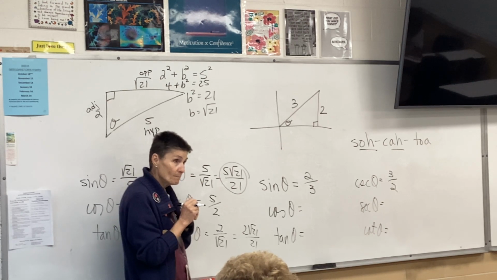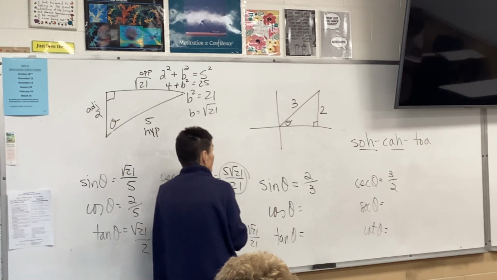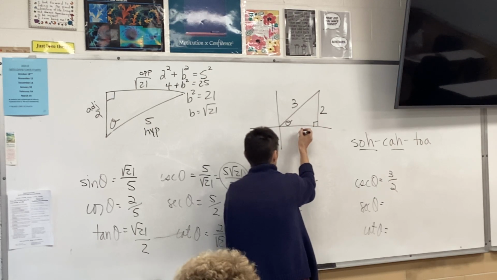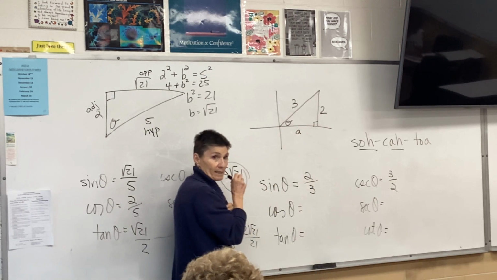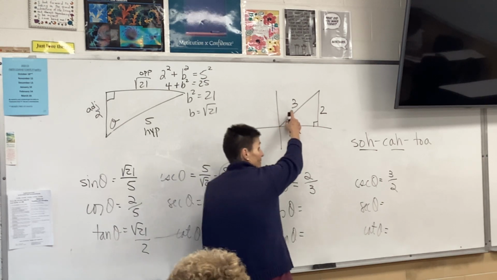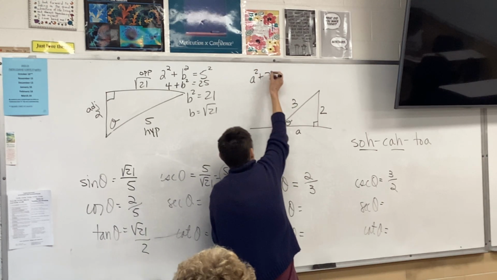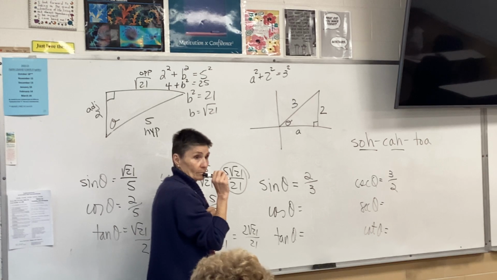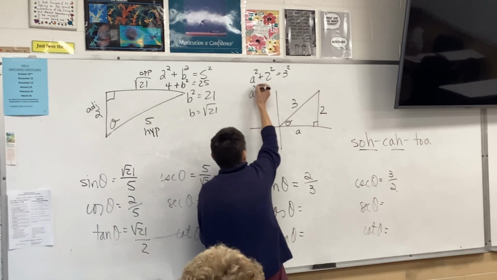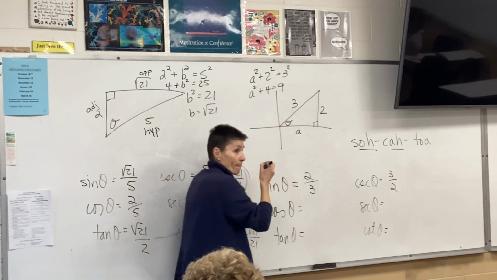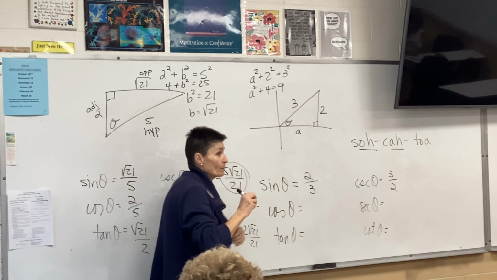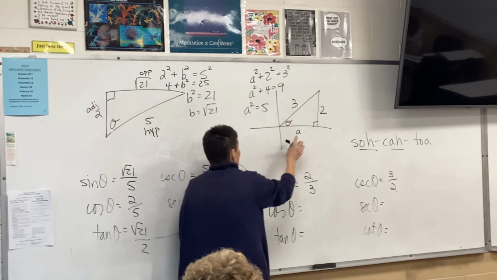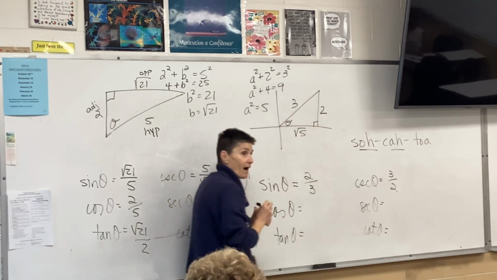Pythagorean Theorem. A squared plus B squared equals C squared. Which one's missing? This one. I'll call it A. You can call it B if you want. Don't call it C. That's C. So A squared plus 2 squared is 3 squared. So A squared plus 4 is 9. Are we managing here, guys? So A squared equals 5, and A equals the square root of 5.